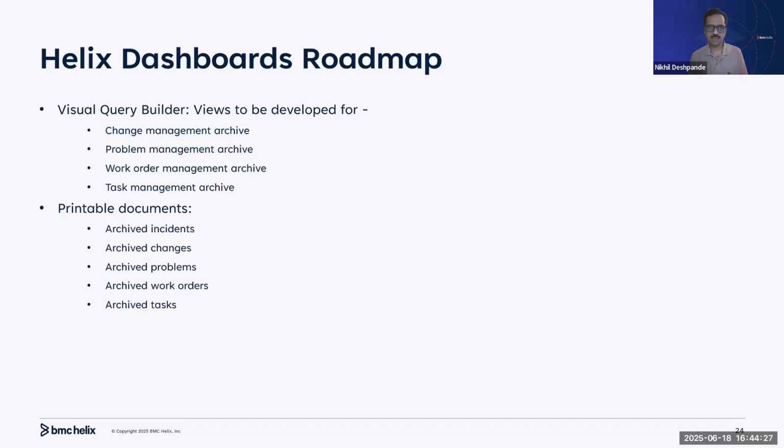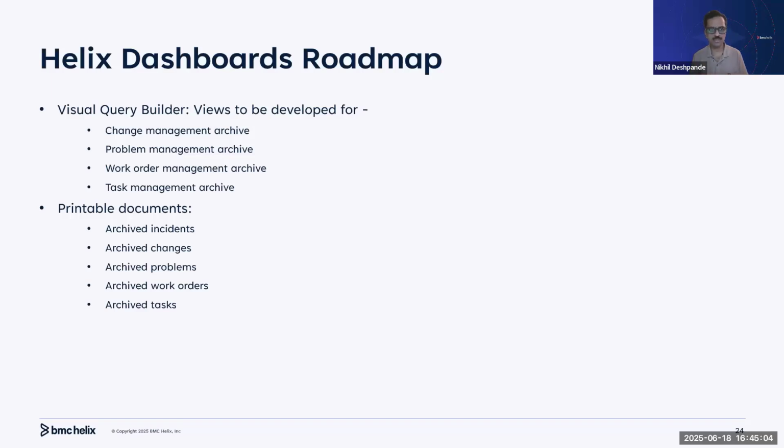Now, we looked at the most common use cases where customers might need to view their archive records. One of them is you want to look at an old incident or a change that was archived. Maybe it's 3 years, 5 years old, whatever. And you want to be able to view all the details of the main record, as well as the associated child forms. So we plan to develop archived printable documents on these archived records.